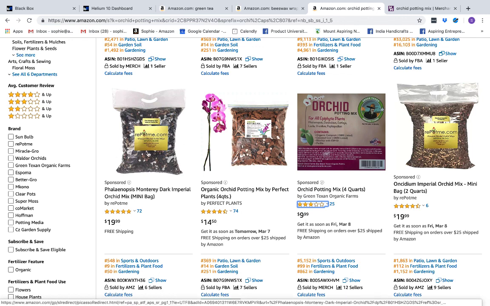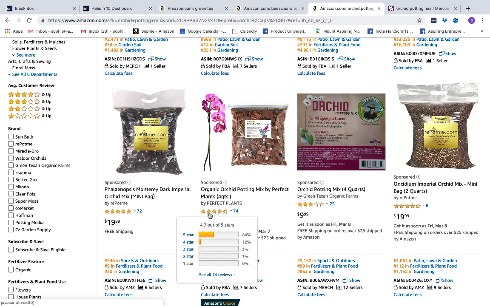Repot Me, Amazon has put ahead in the sponsored ads. So these are all just starting to get this high level picture of what's working on Amazon in this potting mix game. So 3 in bags, 1 in a box. The one that's got the picture of the orchid was the one that, according to Helium 10, is doing pretty solid sales, 37,500 a month. So that's good.